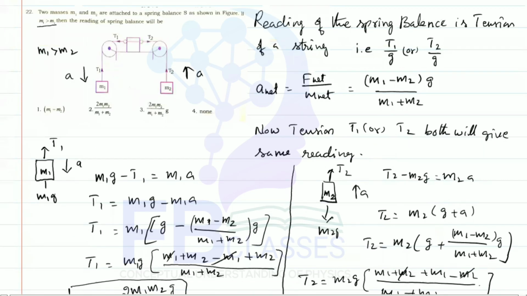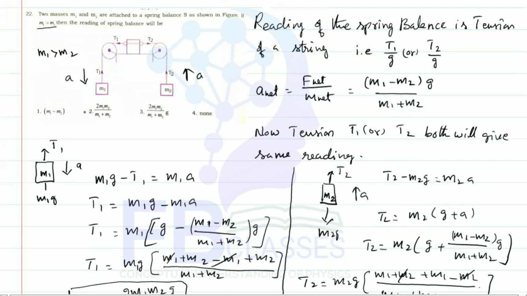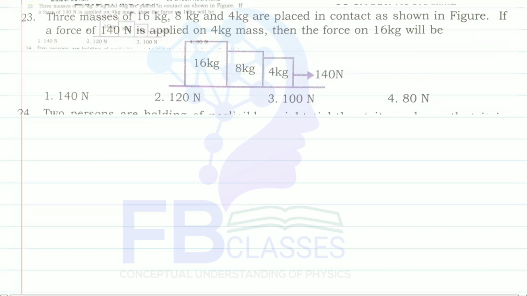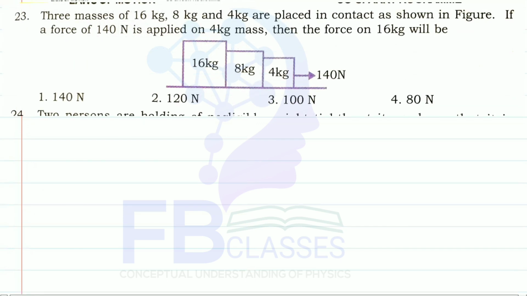So in the question the second option is the correct option. Hope you understand, students. I am going to read the question. Three masses of 16 kg, 8 kg and 4 kg are placed in contact as shown in the figure. If a force of 140 Newton is applied on the 4 kg mass, then the force on 16 kg will be. So we have to find out the force on 16 kg.